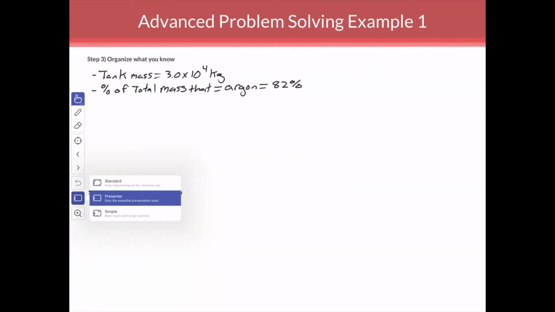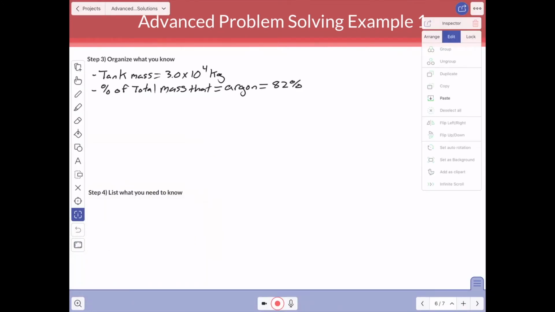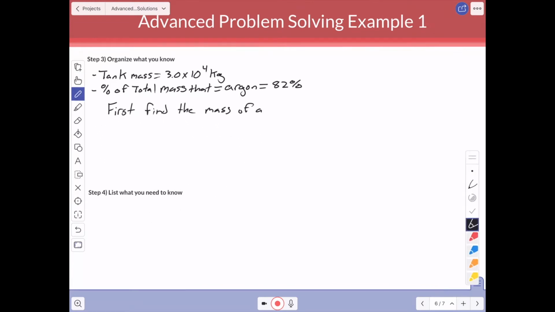I'm going to paste it. And that's because it's information I know. It's what I know I need to do. So I know, well, I didn't copy it all. Let's just write it. First, find the mass of argon. Then convert to atoms.